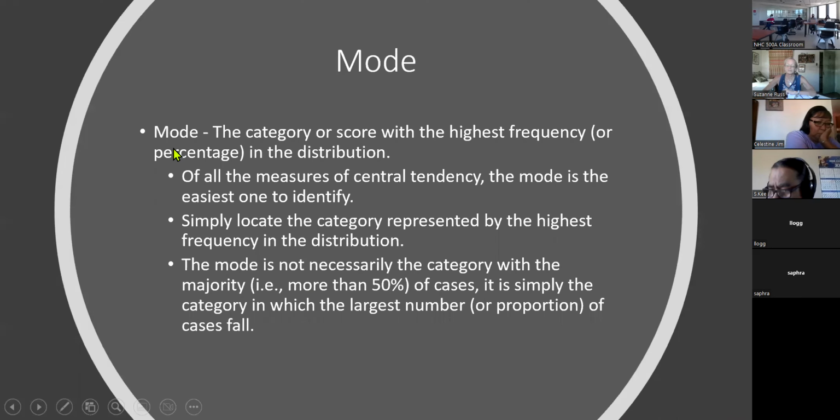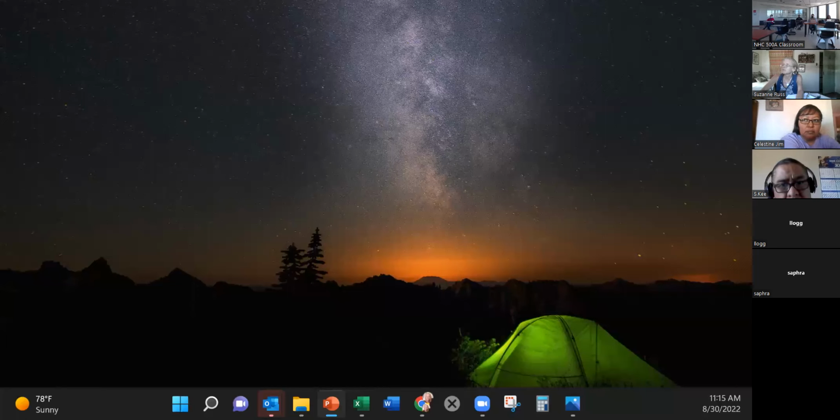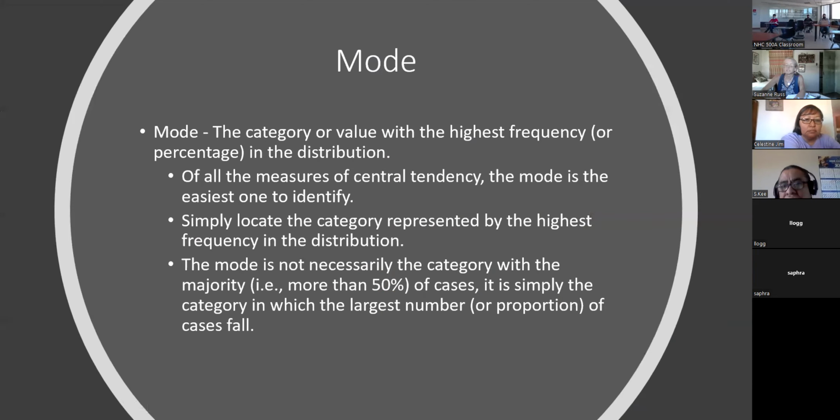And so the mode is just the category or value. Ooh, I'm going to change this word here. If you catch any more of these where I'm using language carelessly, I want you to tell me. I'm changing the word score to value. There we go, much better. I don't want to misuse these terminologies and confuse you. So it is the category or value of a variable that has the highest frequency in the distribution. That's it.